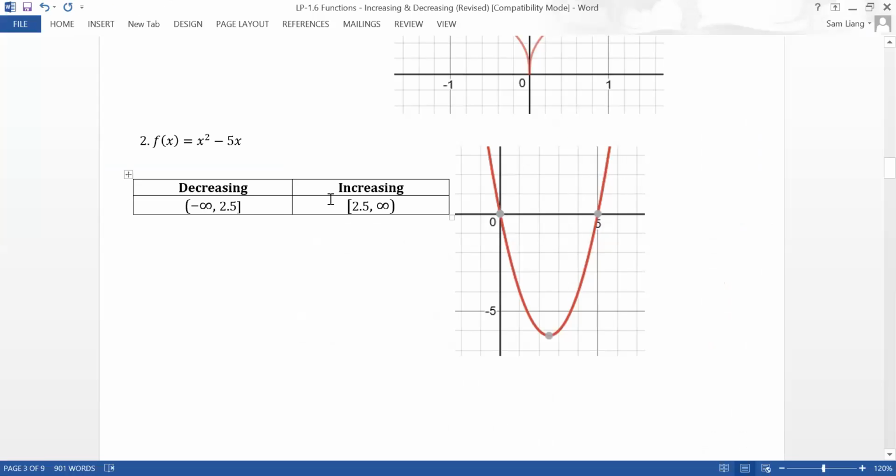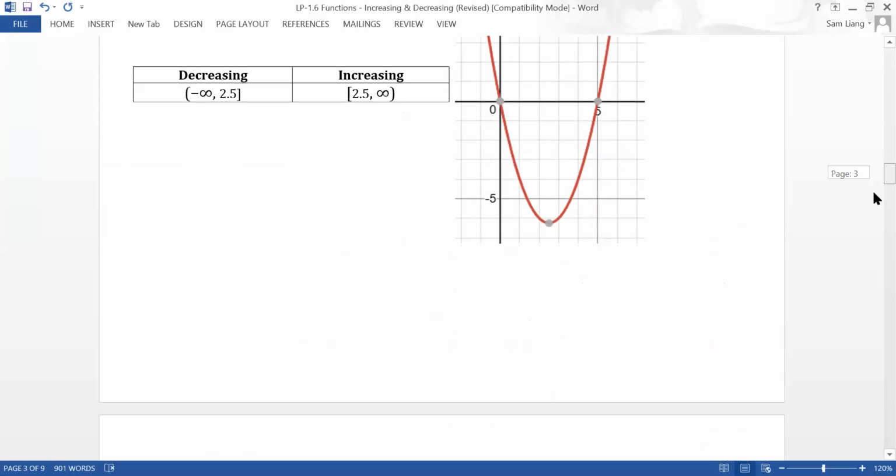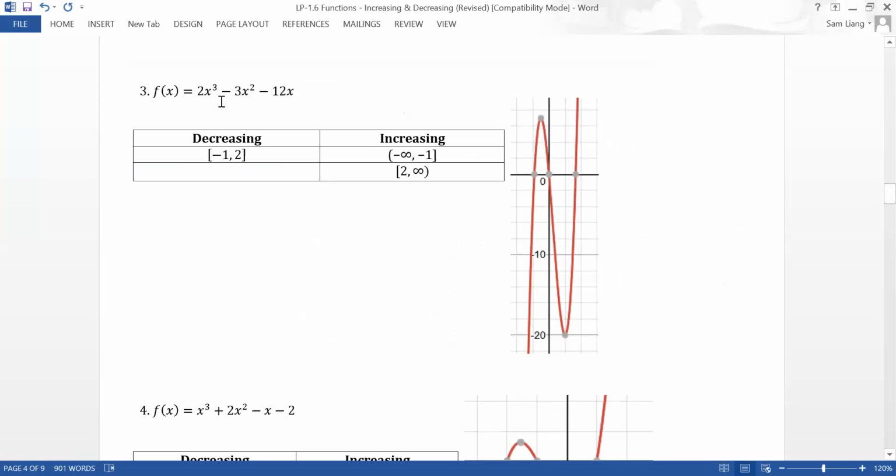Okay, again, that's your answer right here. All right, next two questions, and then I believe we're done. Okay, question 3, 2x cubed minus 3x squared minus 12x. This is going to be decreasing from negative 1 to 2, which I show on the graph here, and then increasing from negative infinity to negative 1, and then increasing from 2 to infinity. So increasing on the left portion and the right portion, and then decreasing from negative 1 to 2.